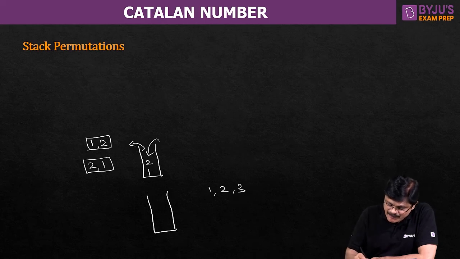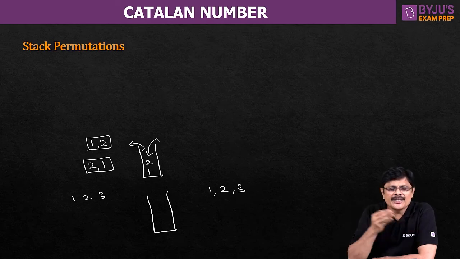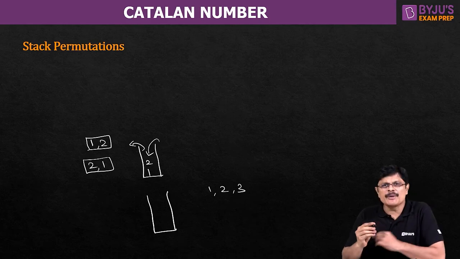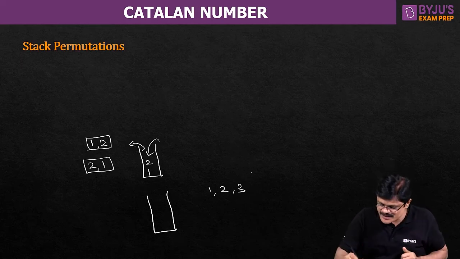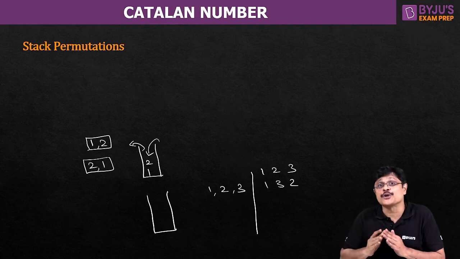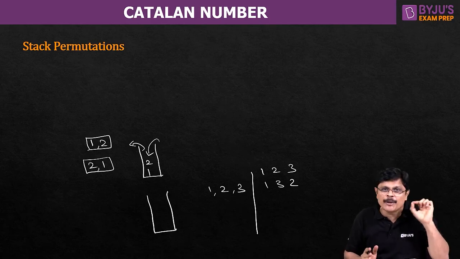But if I am having 3 numbers, 1, 2, 3, which stack permutation is not possible? See, can I get 1, 2, 3? Yes, I can push 1, pop it, push 2, pop it, push 3, pop it, I can get 1, 2, 3. Let us see what are the possible permutations using 1, 2, 3 first of all. 1, 2, 3, 1, 3, 2. I am not talking about stack permutation, total number of permutations. Using 3 numbers, 6 permutations, that is 3 factorial permutations are possible.